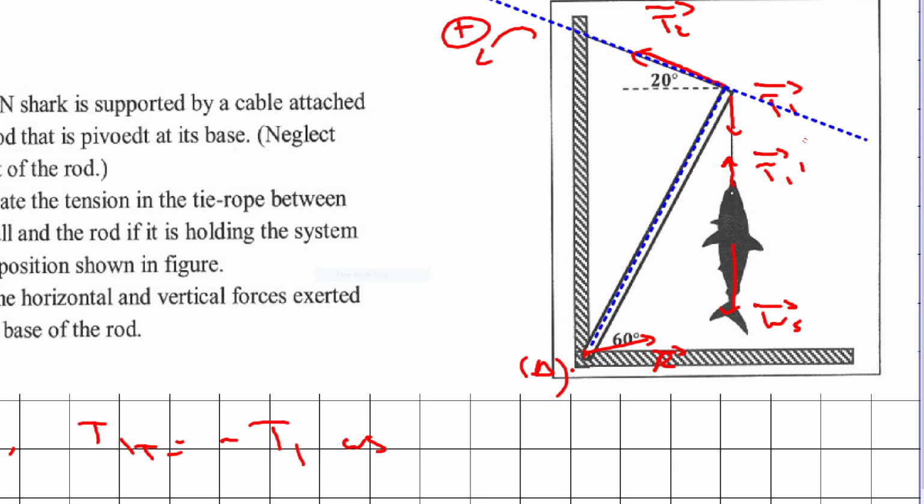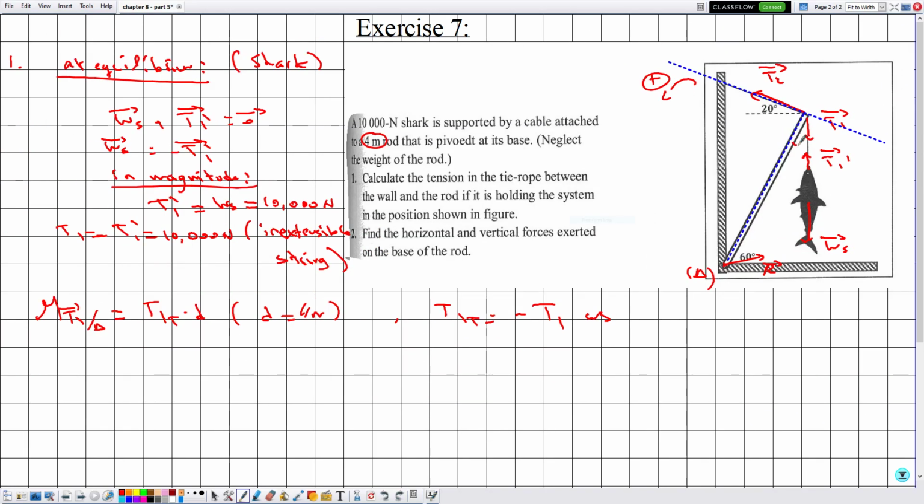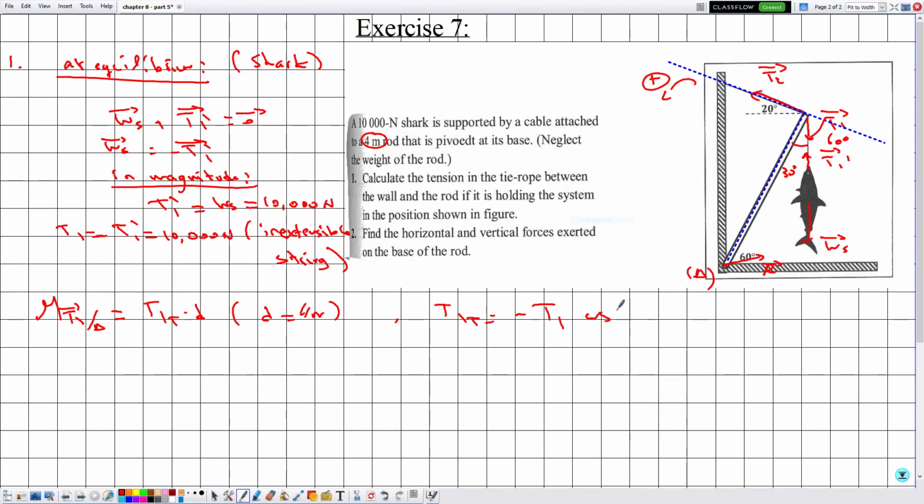So for sure we need to refer to this triangle. If this is 60 and this is 90, then this will be 30 and this will be 60 degrees. So the angle between T1 and the tangential direction is 60. Now this is equal to minus T1 cosine 60 multiplied by d, equal to minus T1, which is 10,000, multiplied by half, multiplied by 4. So this will give us 2. So this is equal to minus 20,000 newton meters.